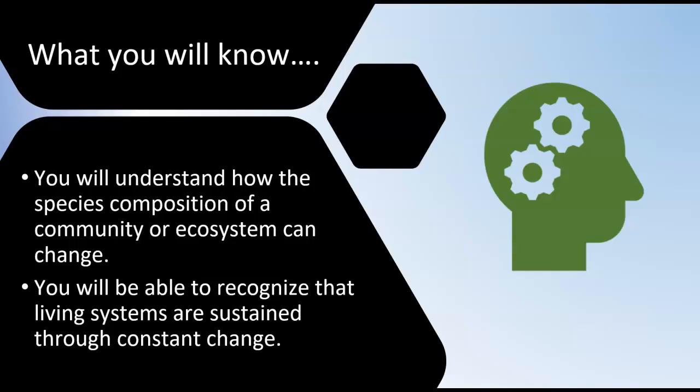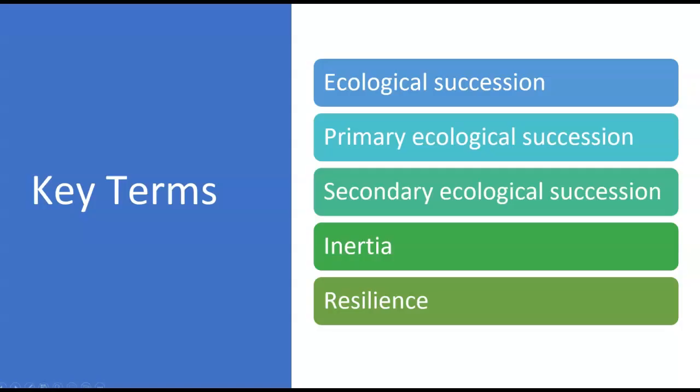So let's get started. Throughout this presentation, you're going to understand how species composition of a community or ecosystem can change, and you're also going to be able to recognize that living systems are sustained through constant change. Some of the key words we're going to cover throughout this unit are listed here, and again, if you go back and are preparing for a test, make sure that you understand vocabulary in science. You have to know the definitions of the terms, or you're not going to have a whole lot of success on the assessment. So start with vocabulary and develop that vocabulary into a true understanding of the concepts.